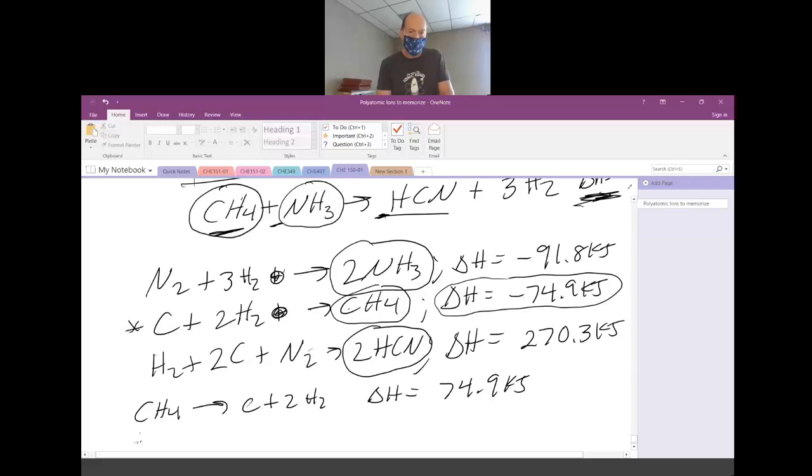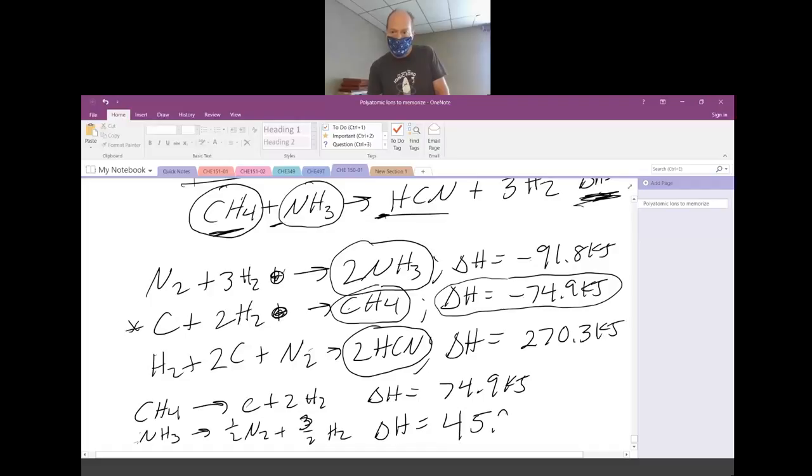So I will have my NH3 going to 1/2 N2 plus 3/2 H2. So I divided it through by 2 or multiplied it through by 1/2. That's the same thing. So my delta H there is I have to change the sign to positive and I have to multiply it by 1/2. And that is a 45.9 kilojoules. So I changed the sign to positive, and then I had to divide it by 2.